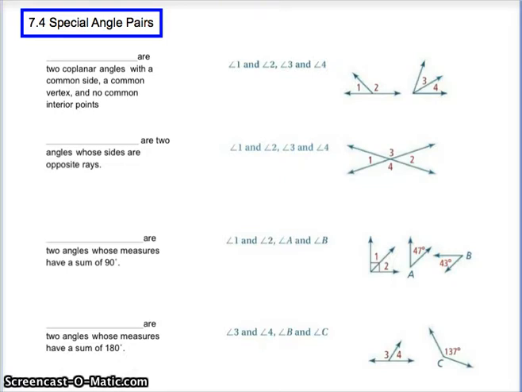Hey everybody, and welcome to our lesson about special angle pairs. There's a lot of good information coming your way, so make sure you are ready to go.